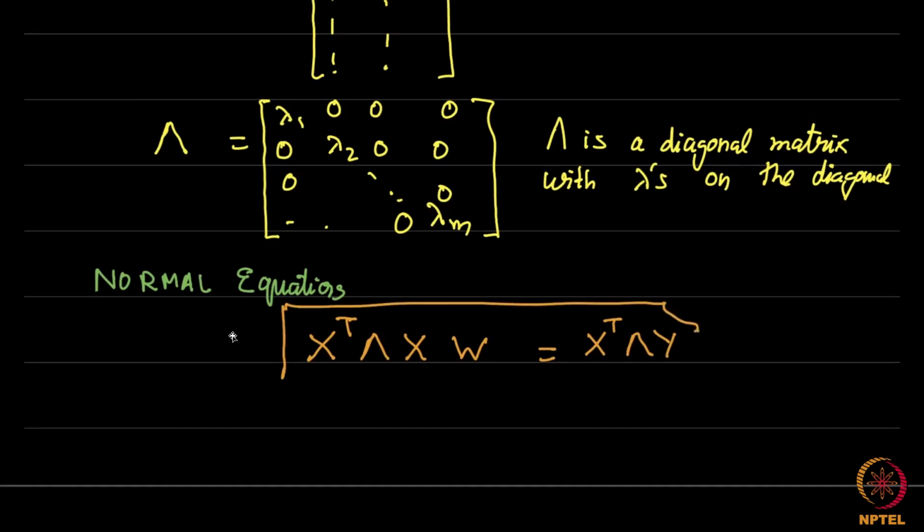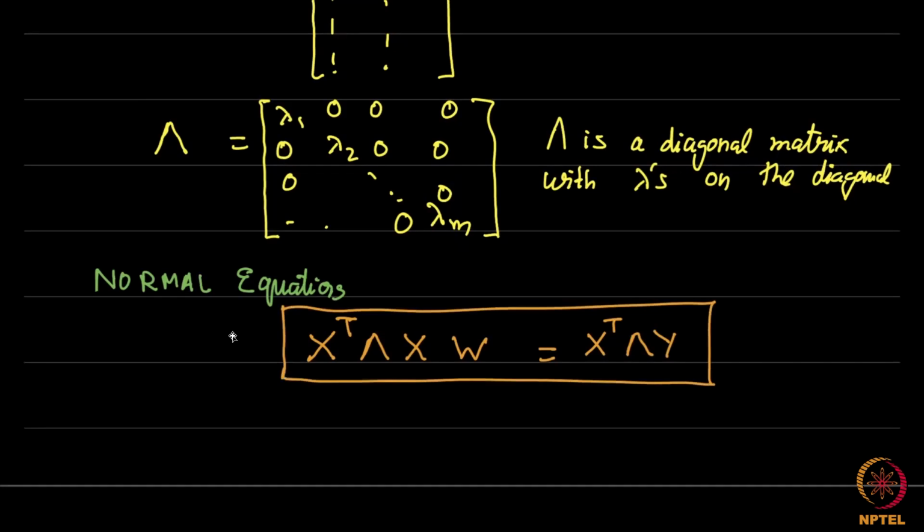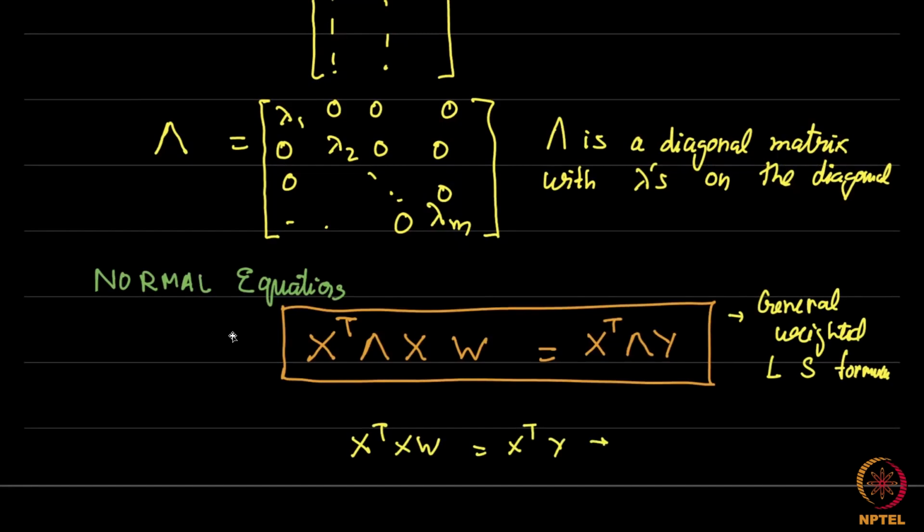So, of course, in the non-weighted case, this is the most general weighted least square formula. The non-weighted case was X transpose X W equal to X transpose Y. This is for ordinary least square. You can derive from here to here by simply setting lambda equal to the identity matrix, which simply means that all sensors are equally weighted. Okay. So this is the expression for normal equations.